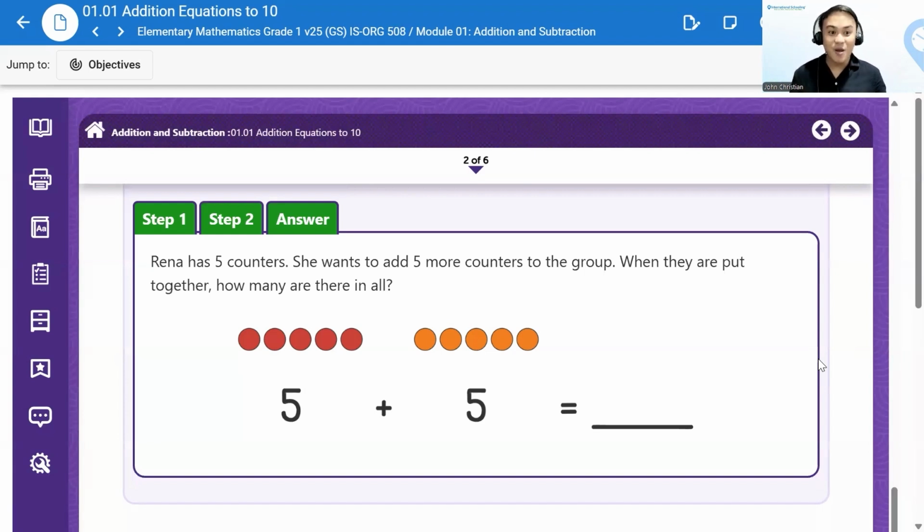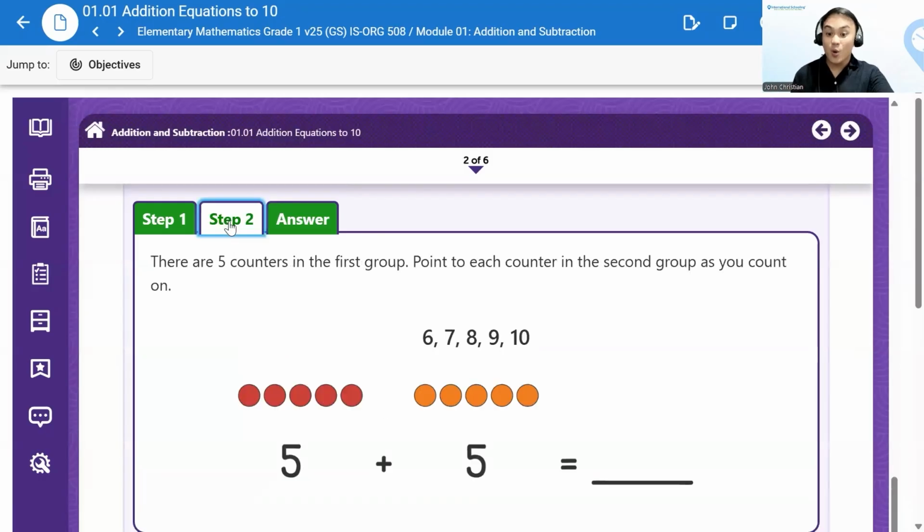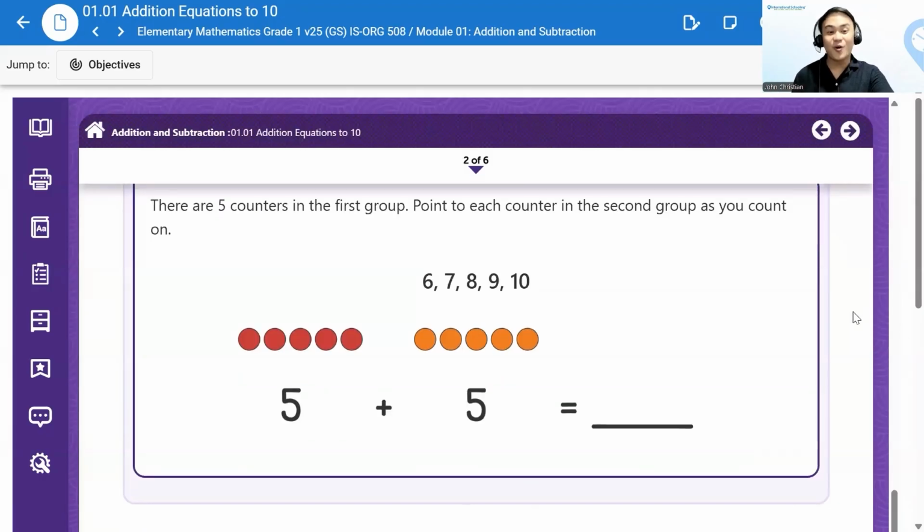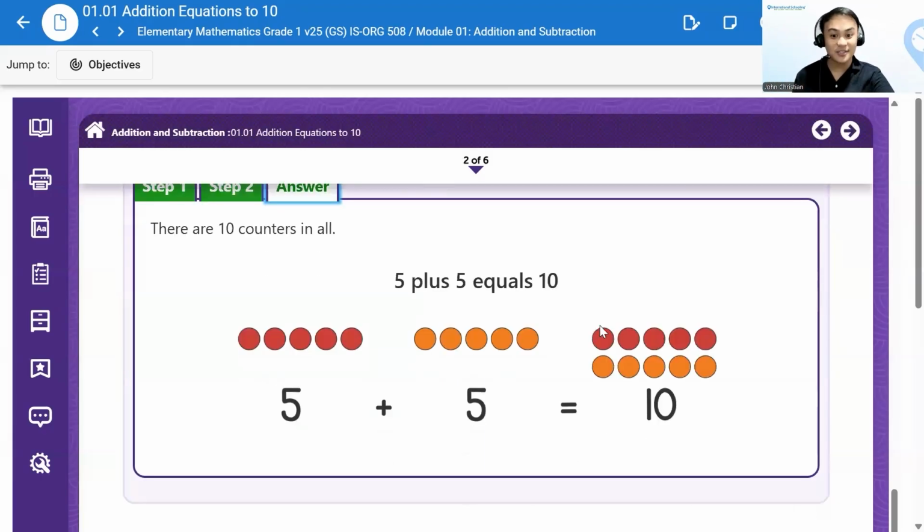So this time, we're going to use again the count on strategy. Since we have 5 plus 5, are we going to start again from 1 or from 5? Very good. We're going to start from 5. 5, 6, 7, 8, 9, 10. So the answer is 10. Very good. Let's see if our answer is correct. The answer is 5 plus 5 equals 10.